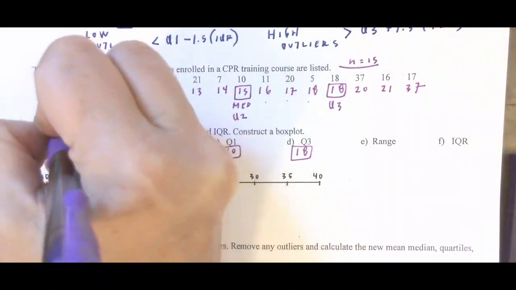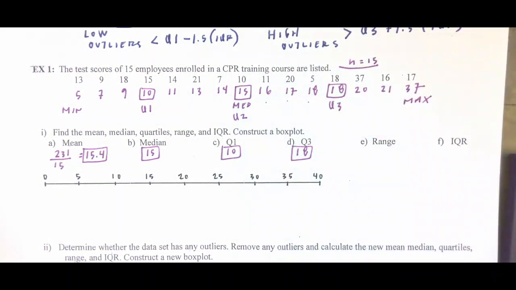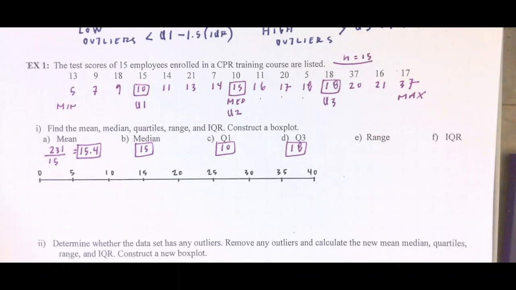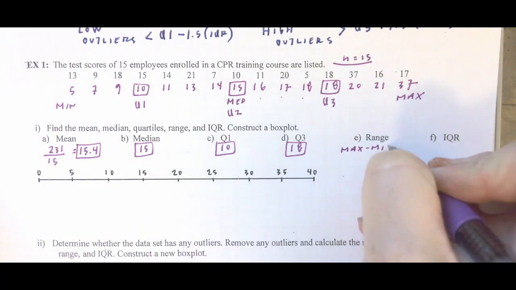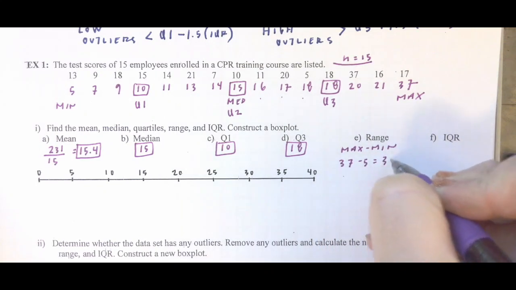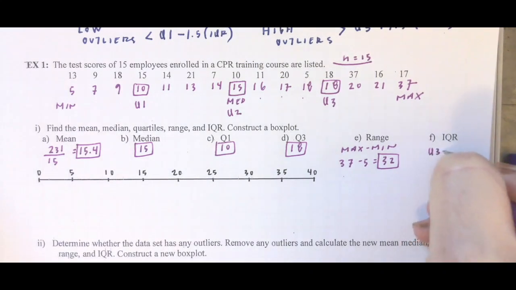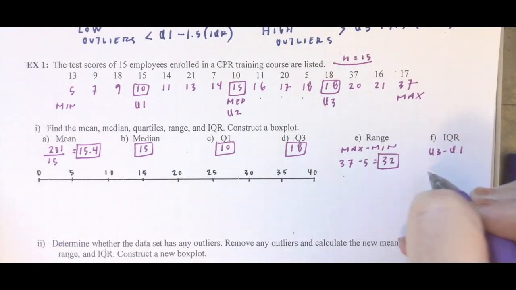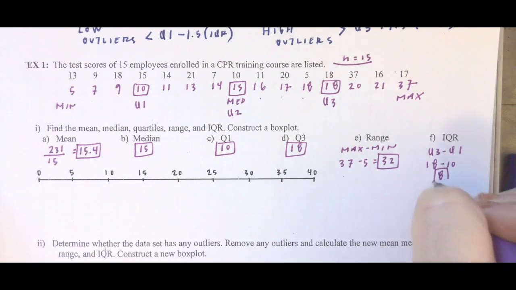Okay, this right here is the min and the max. My range is the difference between the max and the min. So 37 minus 5 gets me 32. My IQR, or interquartile range, is the difference between those quartiles. So here I'd have 18 minus 10, which would be 8.